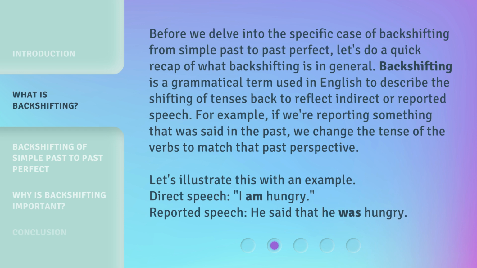Before we delve into the specific case of backshifting from simple past to past perfect, let's do a quick recap of what backshifting is in general. Backshifting is a grammatical term used in English to describe the shifting of tenses back to reflect indirect or reported speech. For example, if we're reporting something that was said in the past, we change the tense of the verbs to match that past perspective. Let's illustrate this with an example. Direct speech: I am hungry. Reported speech: He said that he was hungry.